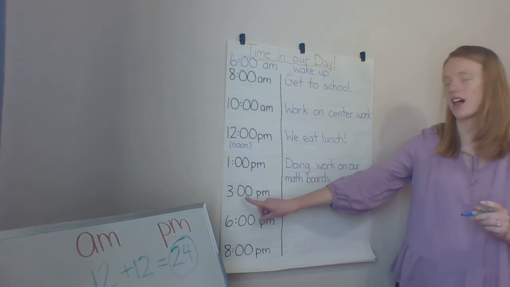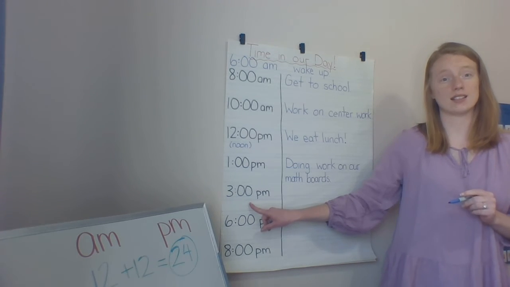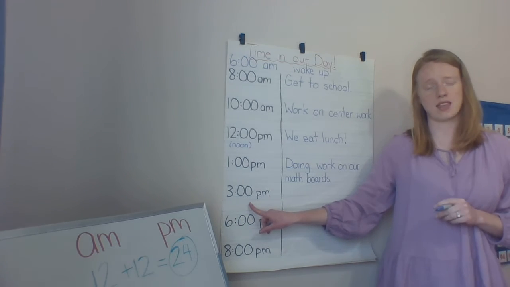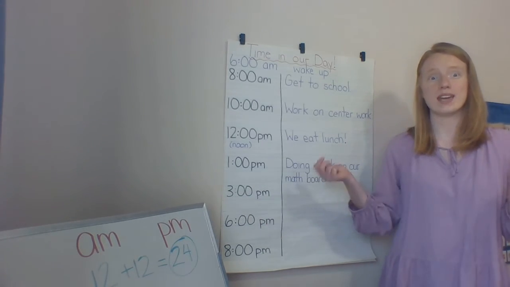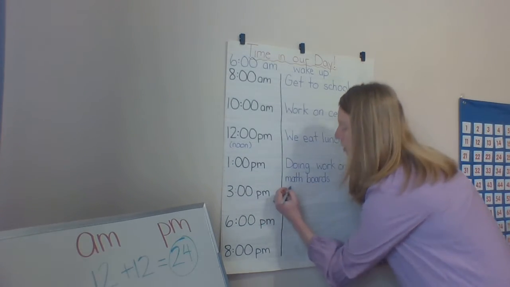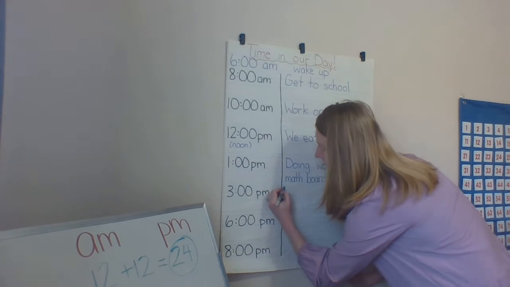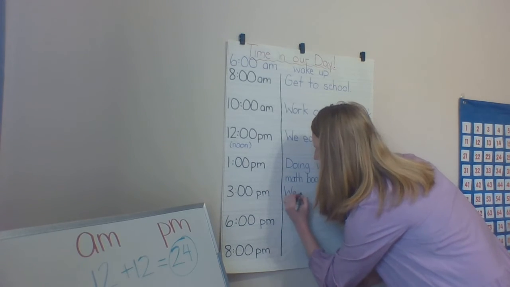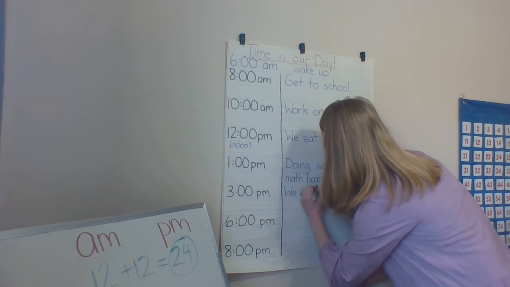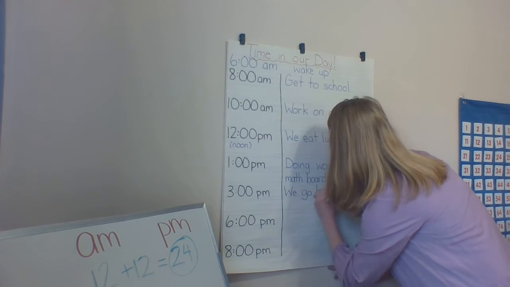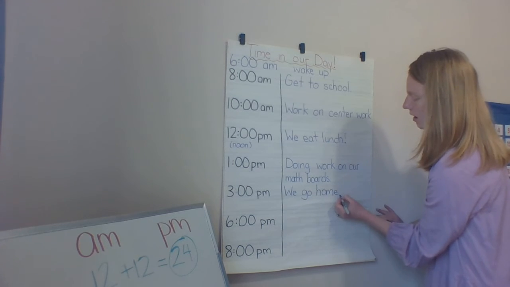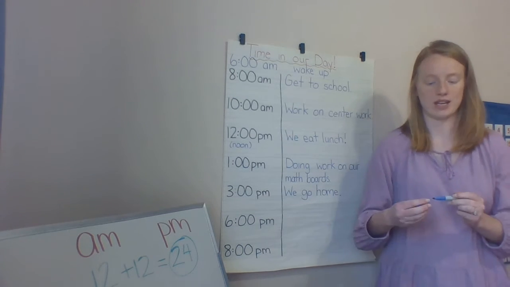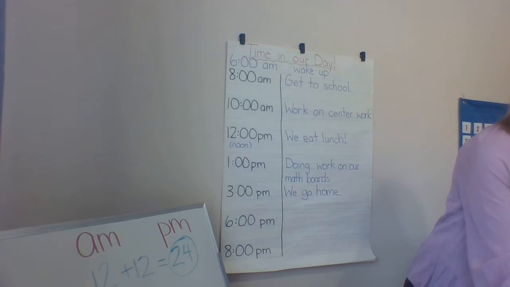Okay, even more time has gone by. After 1 o'clock, we have 3 o'clock. This is the time that you guys are always asking me in the afternoons if it's almost time for. At 3 o'clock, we get out of school. So I can say we go home. You might be going home on the bus, or you might be going home in carpool, but at 3 o'clock p.m., or 3 in the afternoon, you are going home.